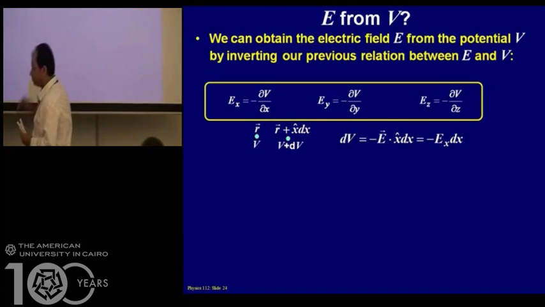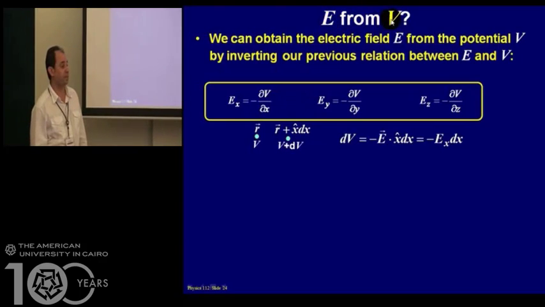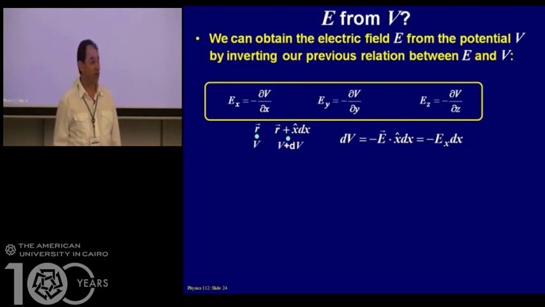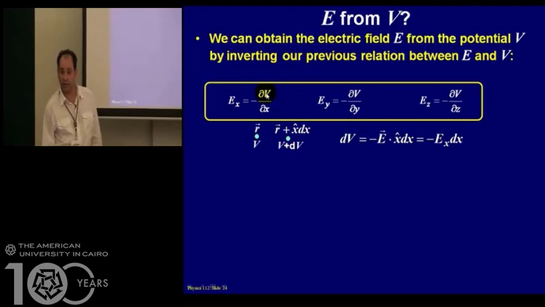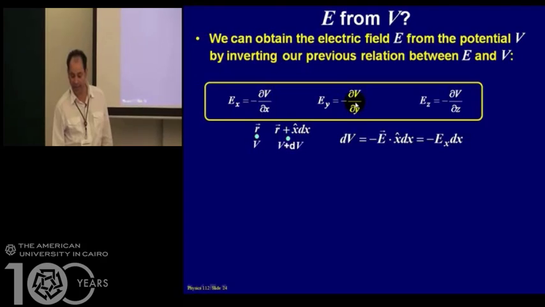But if we know the potential, can we get the electric field? So can we deduce the electric field from the potential? The answer is yes. It's exactly the opposite of that operation: the electric field is negative the partial derivative of the potential with respect to that specific coordinate. So the electric field along the x-axis is negative the derivative of the potential with respect to x. The electric field along the y-axis is negative the derivative of V with respect to y. The electric field along the z-axis is negative the derivative of V with respect to z.